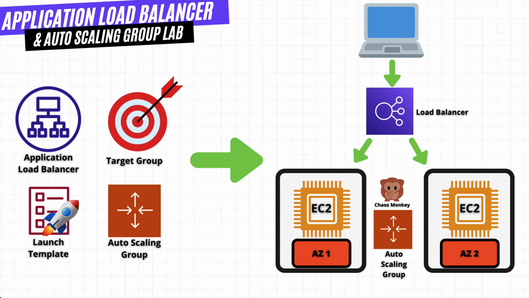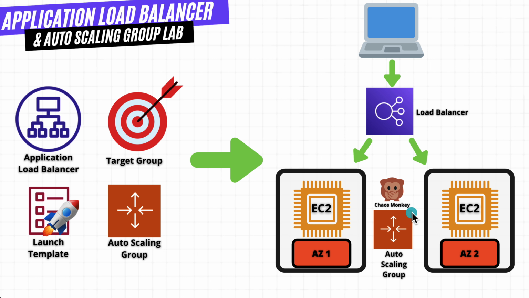Welcome back. In this lab, we will reuse the application load balancer and the target group we created in the last video. But we will also create a launch template and configure an auto-scaling group to work with our application load balancer. We will do something similar to what we did in the last video, but we will be using the auto-scaling group to launch our instances in an automated way. And if you go through this complete lab, I promise you will find out what the Chaos Monkey is about.